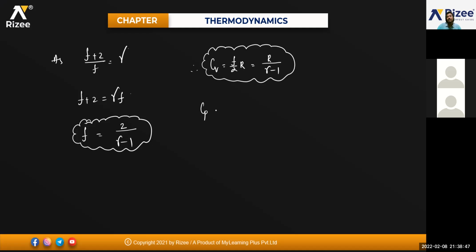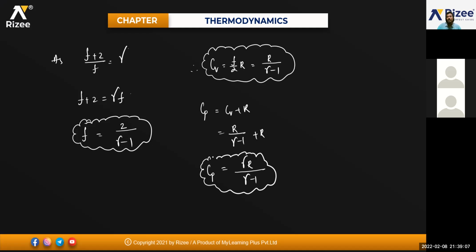So the Cp value will be equal to Cv plus R. So that will be equal to R by (gamma minus 1) plus R. Taking the LCM, this will be gamma times R. So the Cp value in terms of gamma will be equal to gamma into R divided by (gamma minus 1). Very important relation, brother: Cv in terms of gamma and Cp in terms of gamma.